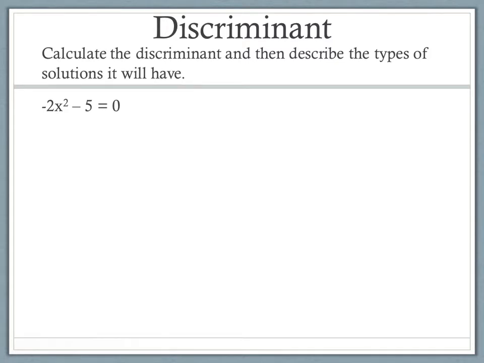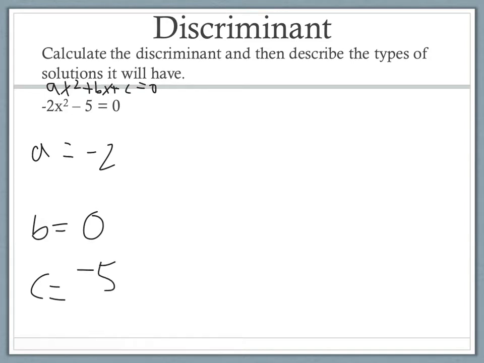Alright, if I take a look, I notice this one's a little different. Remember, it needs to be ax squared plus bx plus c equals 0. So right away I notice it's missing a term. It only has x squared and a constant. It's missing the bx term. So I have an a, my b, and my c. My a is negative 2. B, since it's missing, is just 0. C is negative 5.